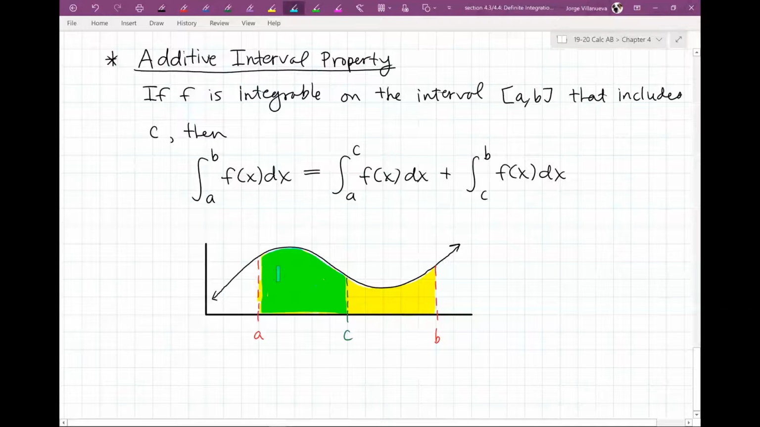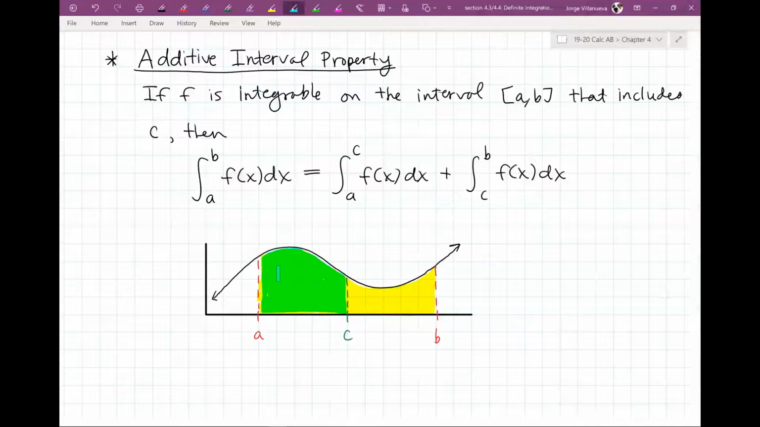Okay, so if I were to add the green area and the yellow area, it would be the same as if I integrated everything. This kind of speaks to the first example we talked about, or not even an example, but the little thing where I drew a bunch of geometric shapes. And I said, hey, look, this is a semicircle. This is a rectangle, this is a triangle.